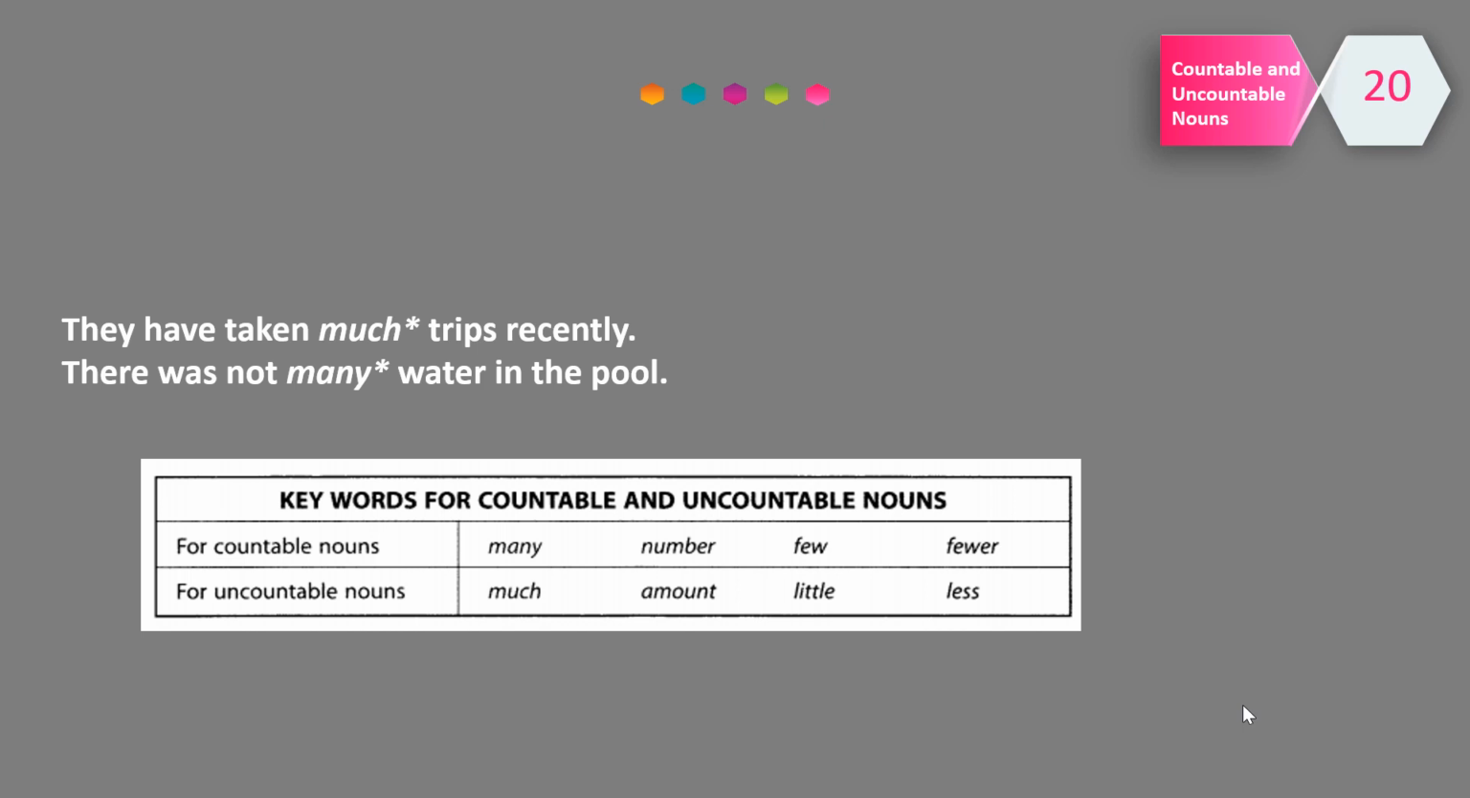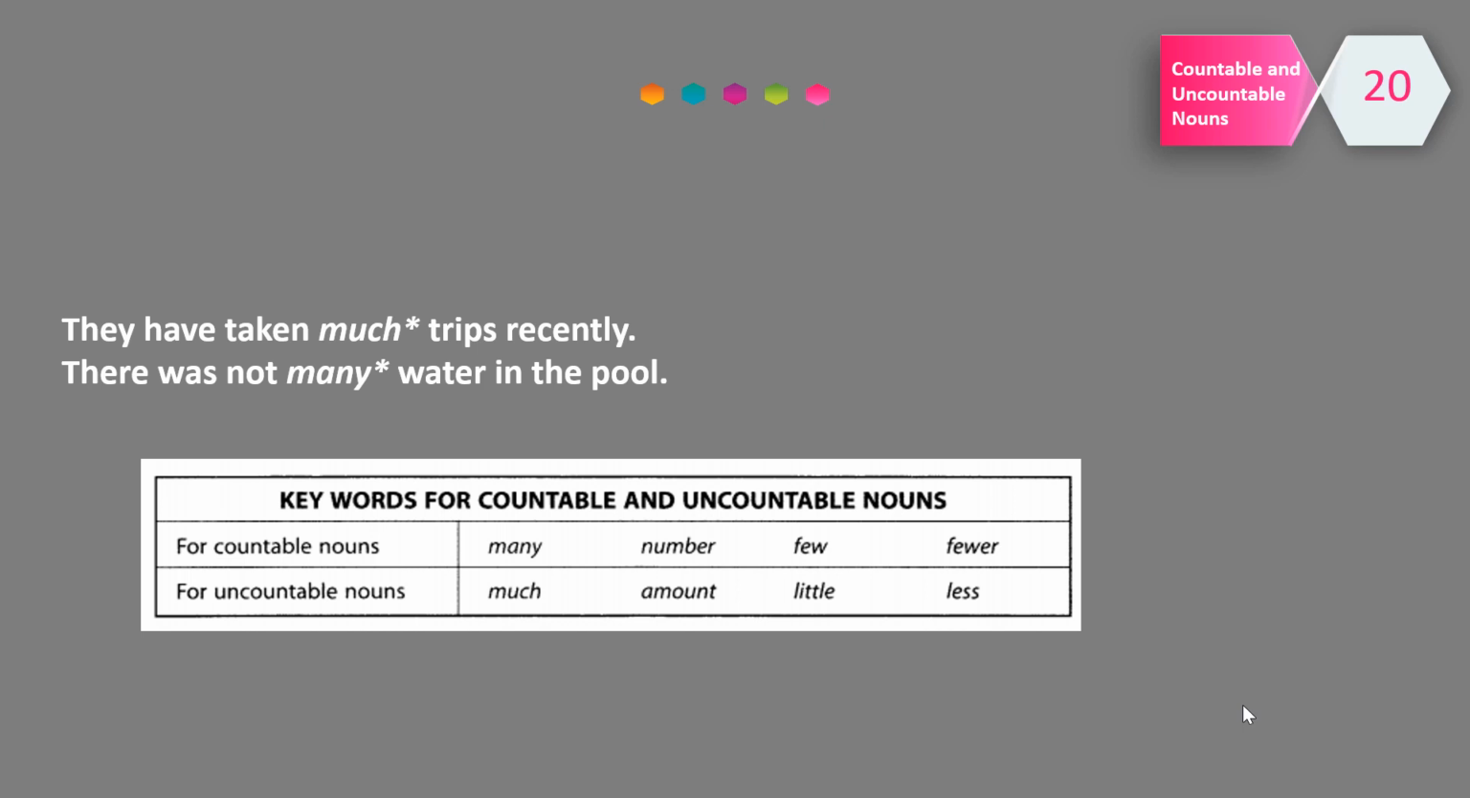For the second one, there was not many water in the pool. Many is an expression of quantity for countable nouns, while water is an uncountable noun, so that's why we can find an asterisk. Many must be much: much water in the pool. That's why this is considered an incorrect sentence, because you cannot use many before water. Many is for countable nouns, while water is an uncountable noun. So many must be much.